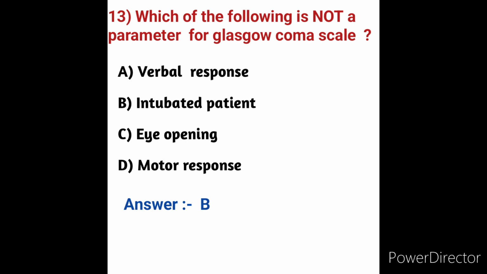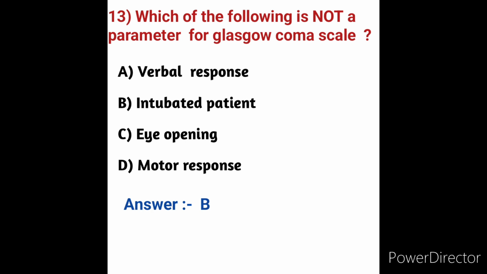The scale assesses the patient according to three aspects of responsiveness: eye opening, motor response, and verbal response. Here, options A, C, and D are included in the parameters of the Glasgow Coma Scale. Option B, intubated patient, is the exception; it is not a parameter in the Glasgow Coma Scale.